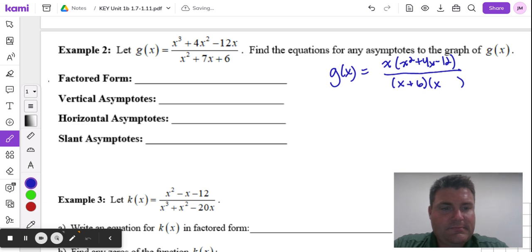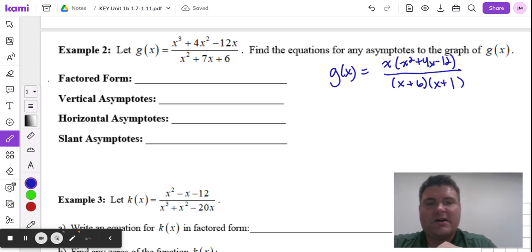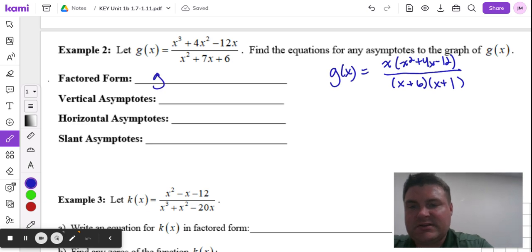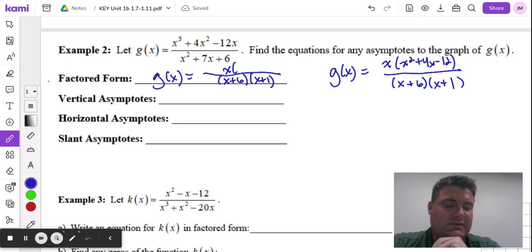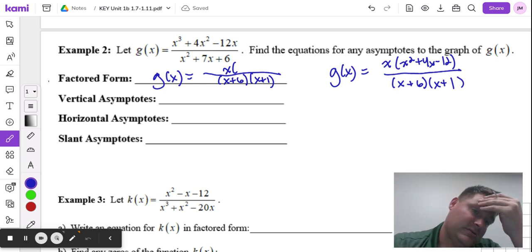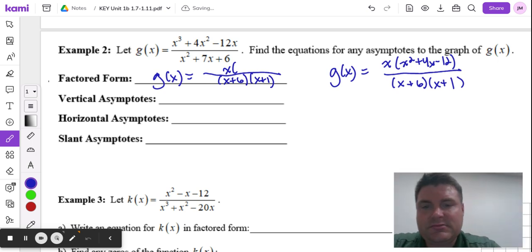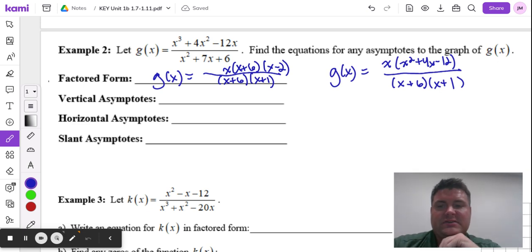6 and 1. Okay, so our factored form for g of x, that one step left, I'll just put the answer over here. The top is going to be x, and then we're going to get that factors as 6 and 2, so x plus 6, x minus 2. Okay, so that's the factored form.